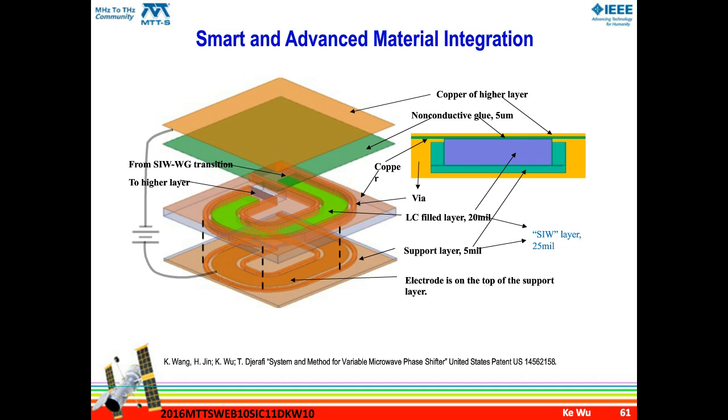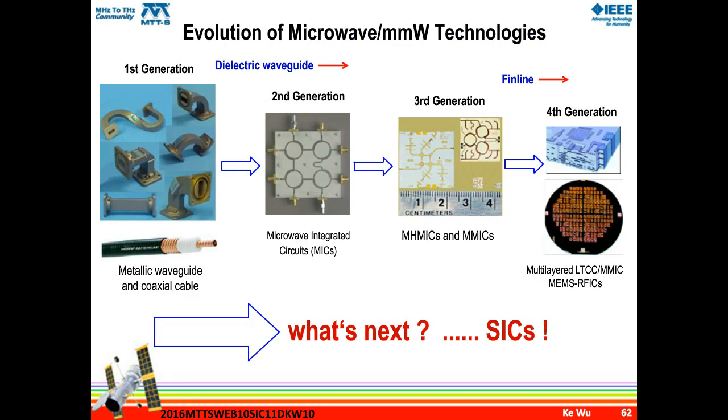This is one example showing smart advanced material integration. For example, you can develop a so-called tunable waveguide by introducing tunable materials into substrates. This is just one example to show you. So if you look at the evolution, the first generation is waveguide, but from the second to third and fourth generation, everything is based on microstrip line and planar circuits. What's next? We believe substrate circuits will present the next generation of ICs, because this is mixed waveguide with the conventional planar substrates. Planar substrates with planar circuits.